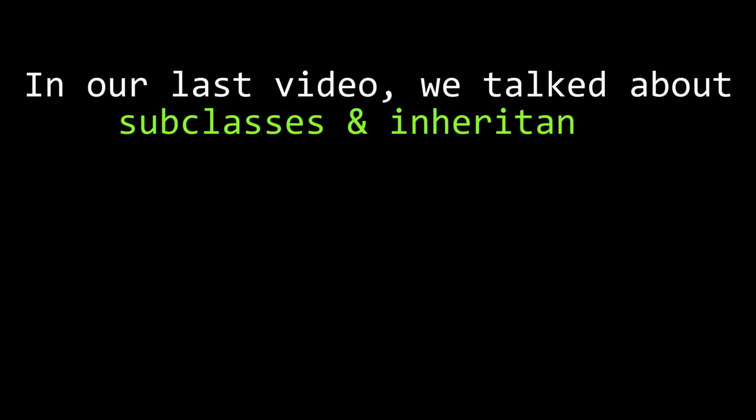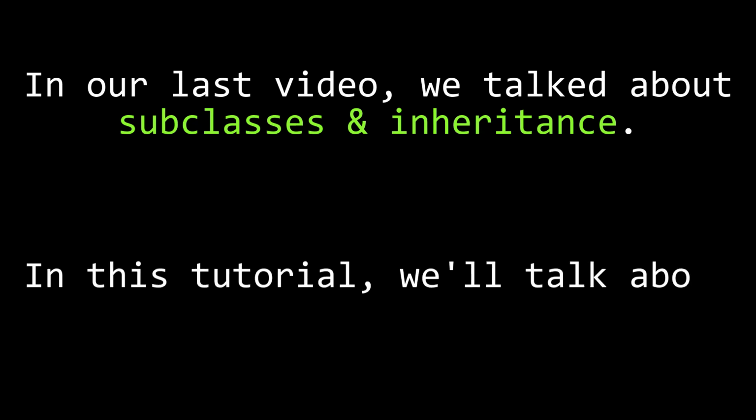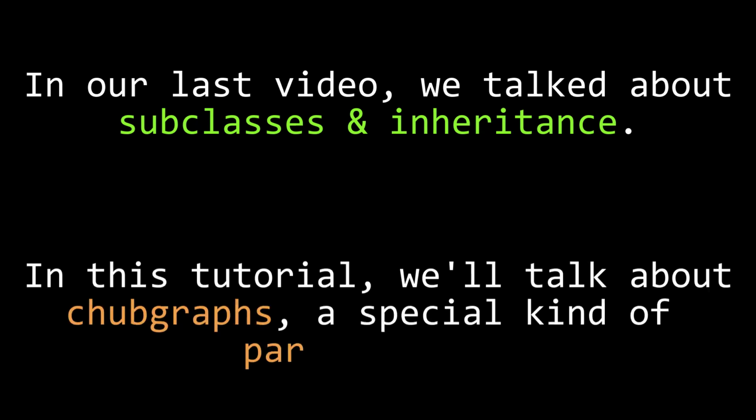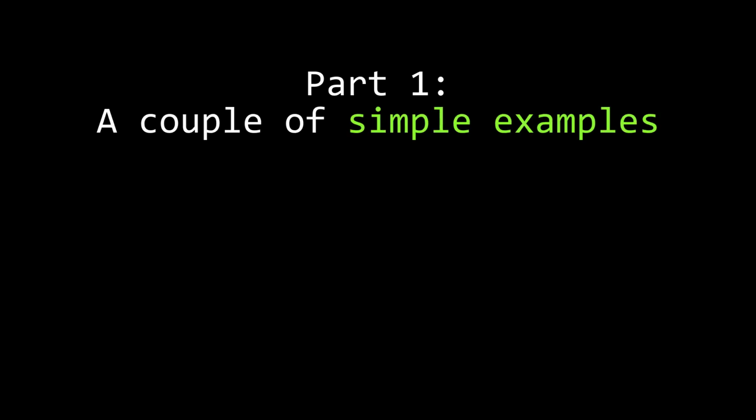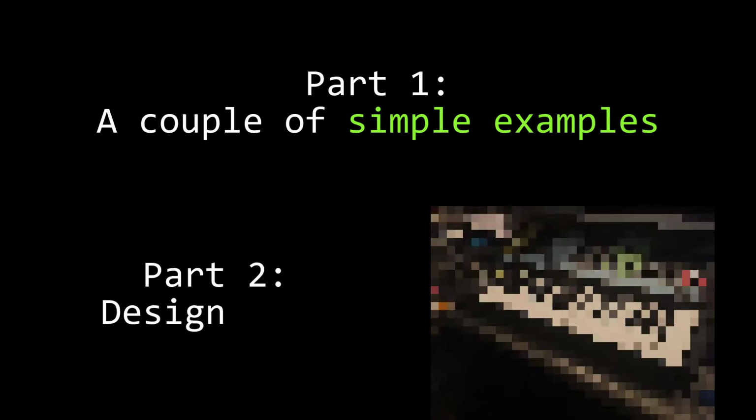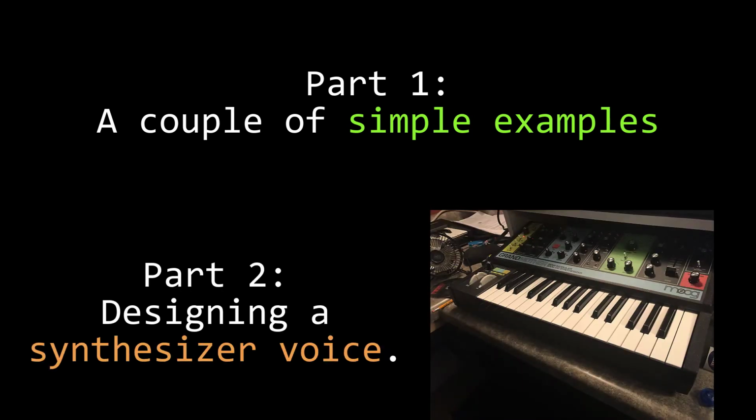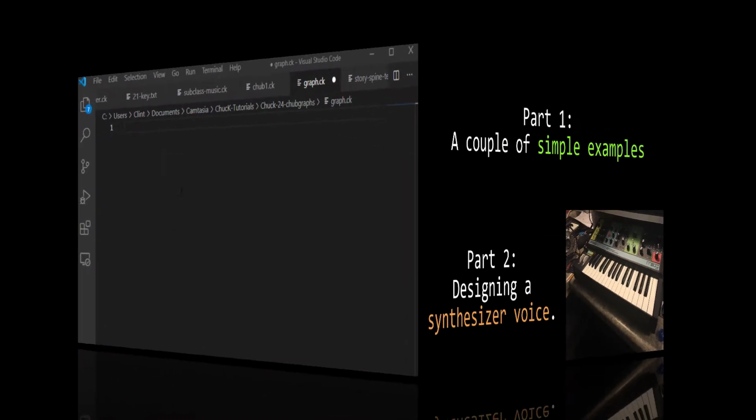In our last video, we talked about how ChucK uses the extends keyword to create subclasses, and we saw how we could use that, for example, to make an oscillator that could use a note number instead of a frequency. In this tutorial, we're going to talk about Chubgraphs, which are a special class in ChucK that is designed to be overridden in that way. They're meant to act as a parent class so that you can extend them. I'm going to show a couple of simple examples that illustrate how Chubgraphs work, and then we're going to use a Chubgraph to make a flexible and reusable monosynthesizer modeled after the Moog Grandmother.